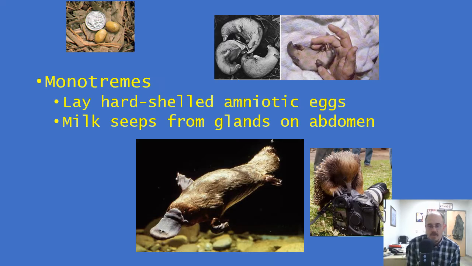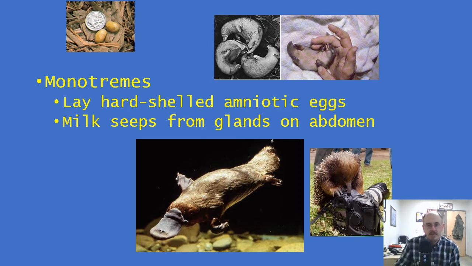So we are in the group that has a placenta, with the most abundant numbers of species. But let's talk about monotremes because they're awesome. Monotremes are now only found in Australia. They used to be found around the world, but went extinct everywhere but in Australia. They are still egg layers. They still have that reptilian characteristic. They lay hard-shelled amniotic eggs.